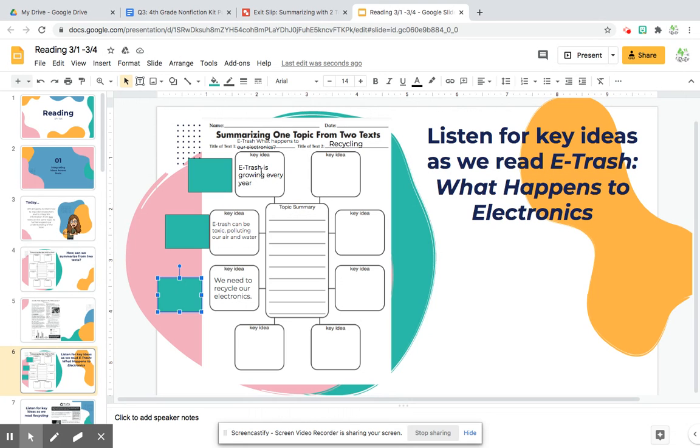Okay, so friends, we've pulled out 3 major key ideas. We talked about how e-trash is growing every year. This is an issue because it pollutes our air and water, and we need to recycle our electronics. So all that information we pulled from that first article. Let's move into the next article. And look, the next article is all about recycling, which is kind of where we left off here about what we need to do with our e-trash, right?